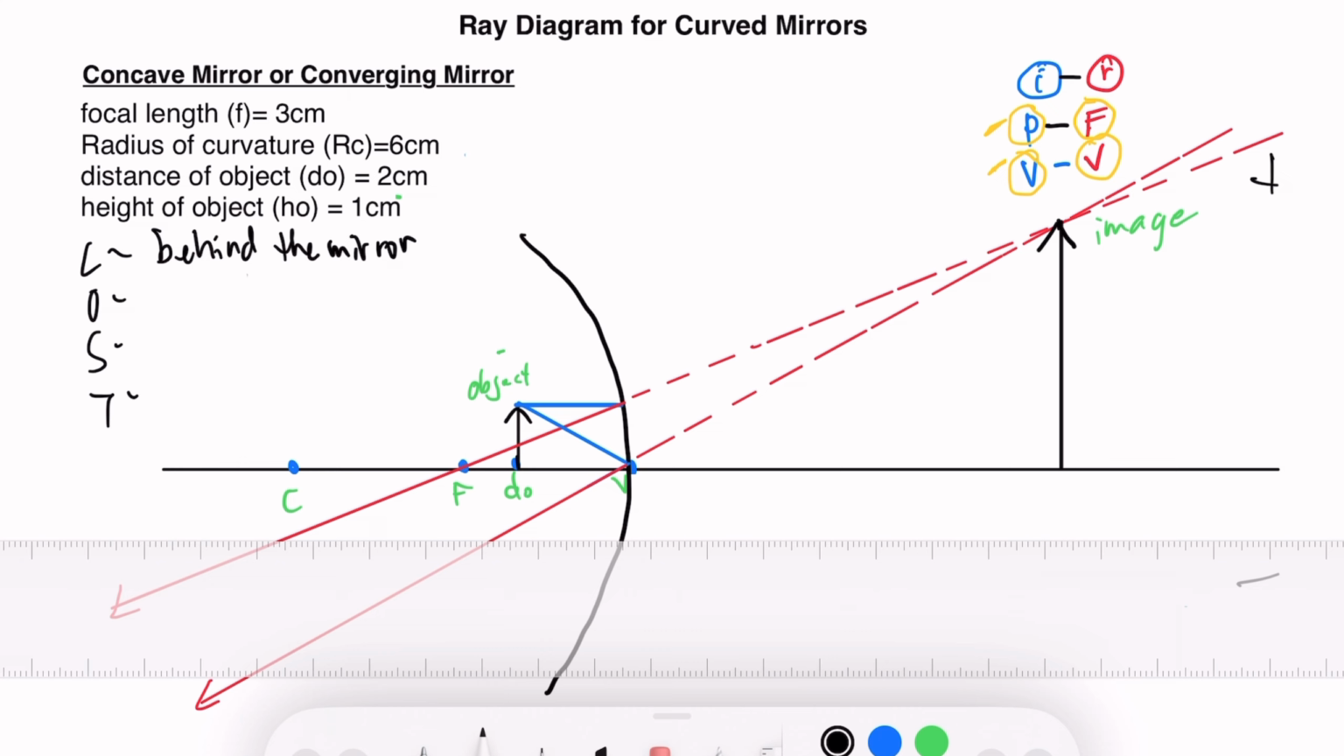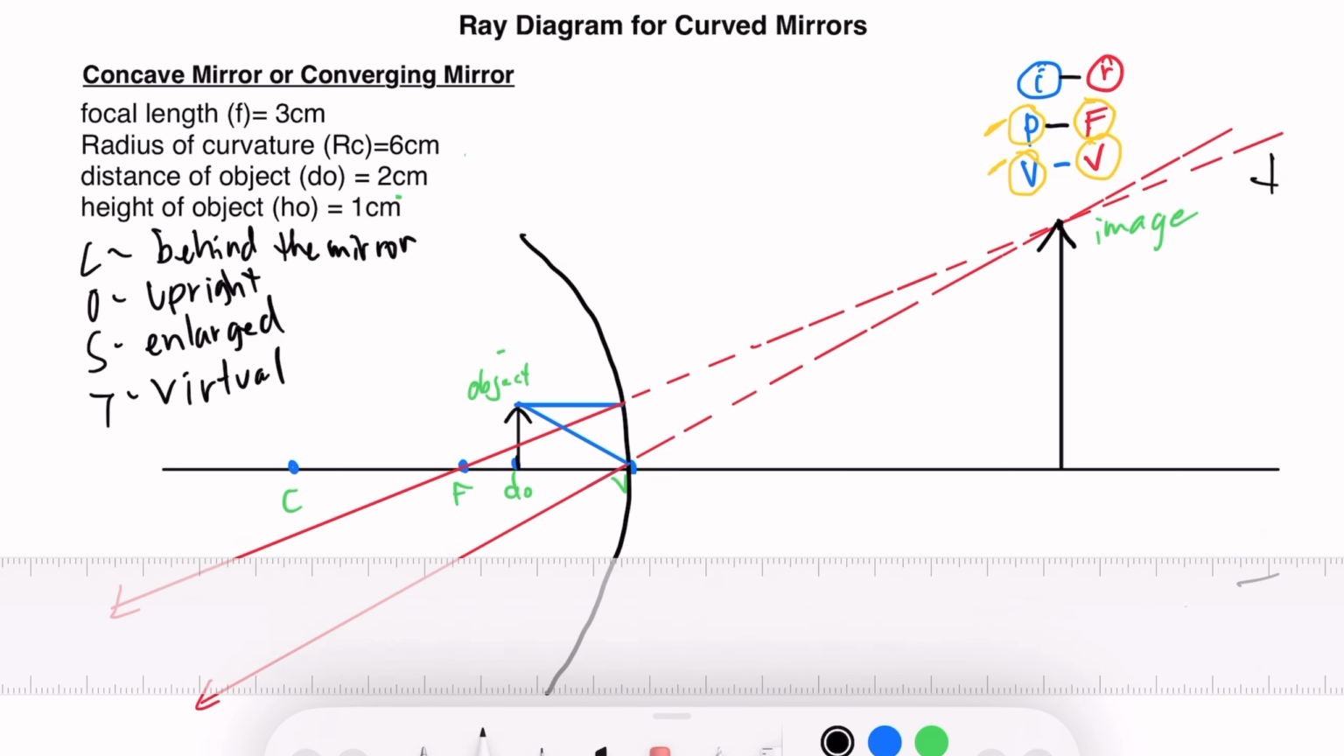For the orientation, they have the same orientation. The orientation of the image is the same as the object, so we would say it is upright. For the size, it's very obvious that the image is bigger than the object, so we would say the image is enlarged. And for the type of image, since it was formed behind the mirror, it is a virtual image.